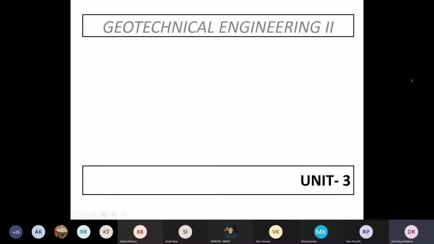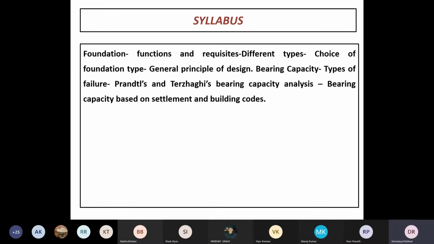Okay, so today we'll focus on this third chapter. Second chapter we have done. In this third chapter, we are going to discuss about the foundations, different types of foundations, and which foundation we need to provide, general principle for design and bearing capacity equations. Okay, Terzaghi's and Pandit's bearing capacity equation will be discussed.